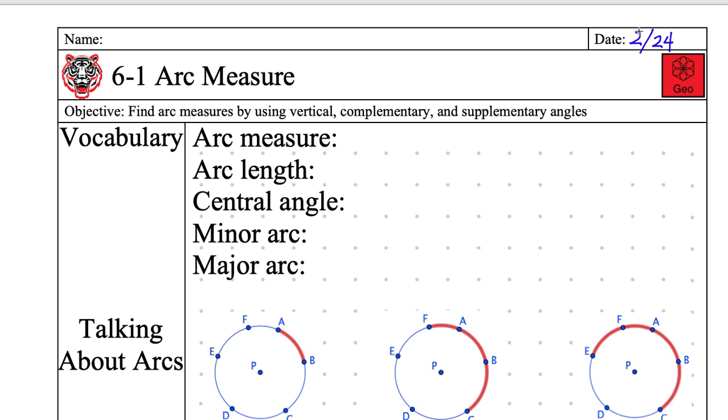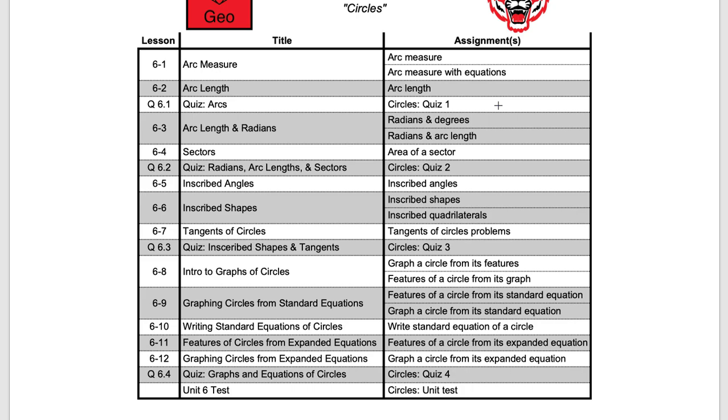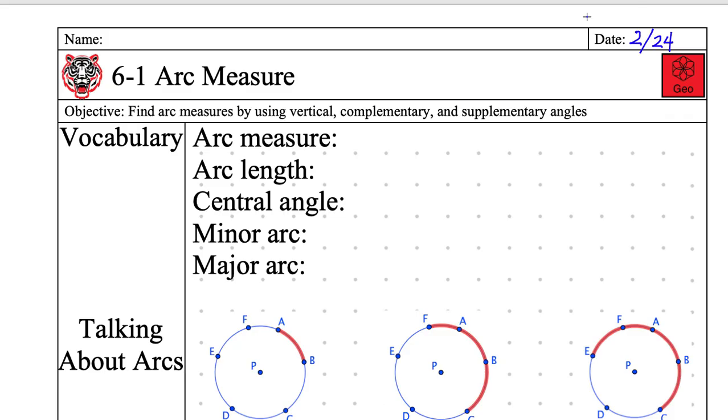We're dealing with arc measure today. And just so that it's here for the video, there's our unit guide. It is long. We'll get through it. All right, so our objective today: find arc measures by using vertical, complementary, and supplementary angles. There it is. So we're trying to find arc measures. That's our goal, but what are arc measures? And if you know, that's awesome. If you don't, you're about to learn.